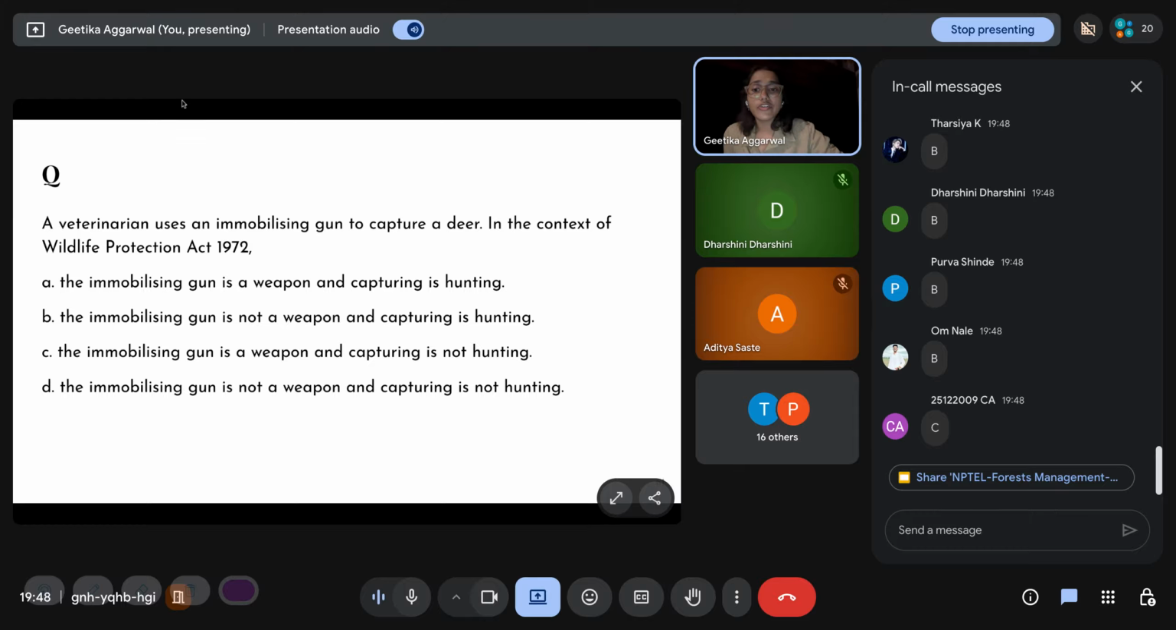Next question. A veterinarian uses an immobilizing gun to capture a deer. In the context of the Wildlife Protection Act, gun is a weapon, capturing is hunting. Not a weapon, is hunting. Is a weapon, is not hunting. Is not a weapon and is not hunting. So what do you think? So we're getting mixed answers here. Some of you are saying that gun is not a weapon, capturing is hunting. Some of you are saying that it's a weapon and capturing is not hunting.